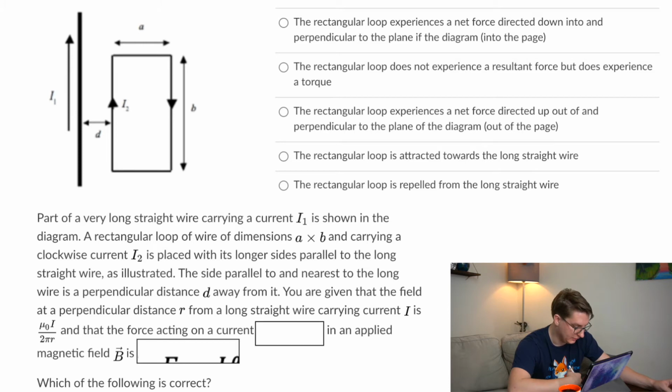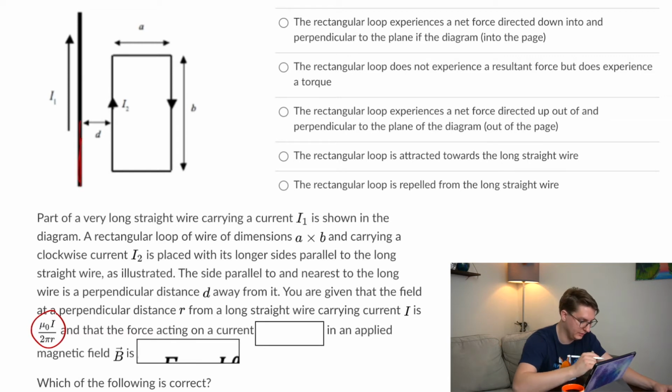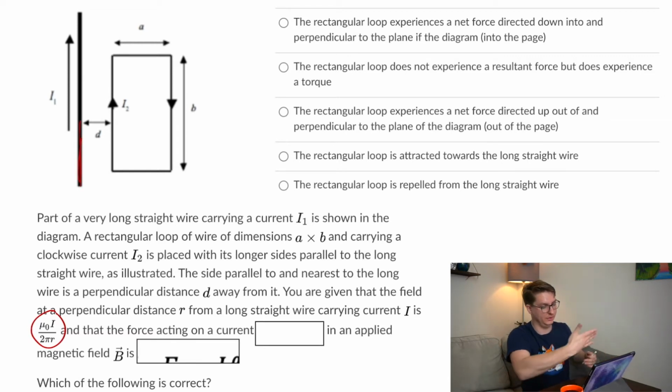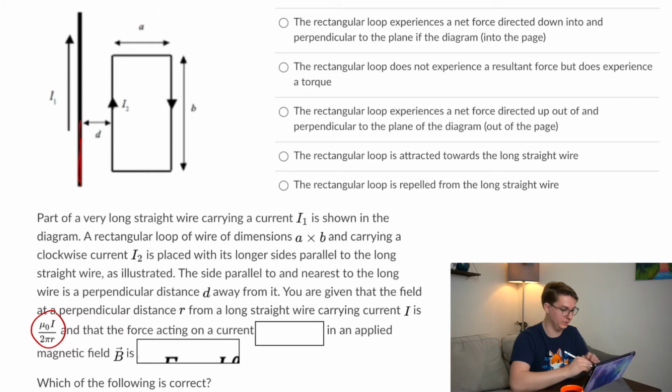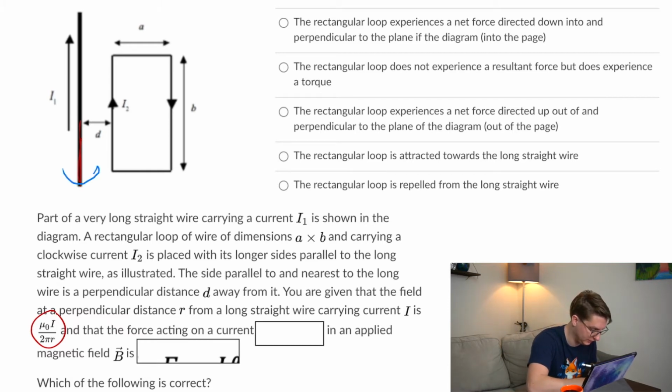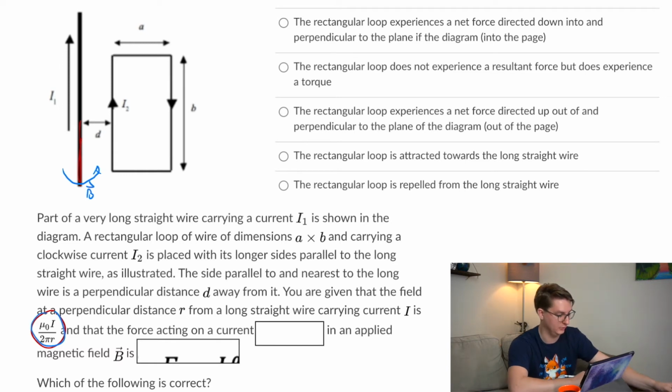We know that the magnetic field is created from a single wire, so it's being created from here. Point our thumb in the direction of the current, wrap it around, and the magnetic field is going to look like this. We know that the strength goes as this equation, mu naught I over 2 pi r. So what's going to be correct?